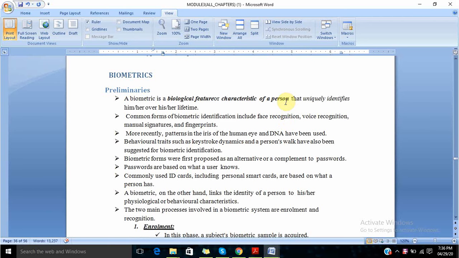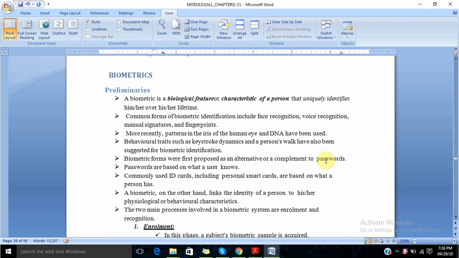So biometrics is basically used for authentication purposes, based on the biological features of the human. For example, face recognition, voice recognition, fingerprints, manual signatures, or iris, that is an eye scan. This will serve as an alternative or complement to the password mechanisms which we had learnt in the previous chapters.